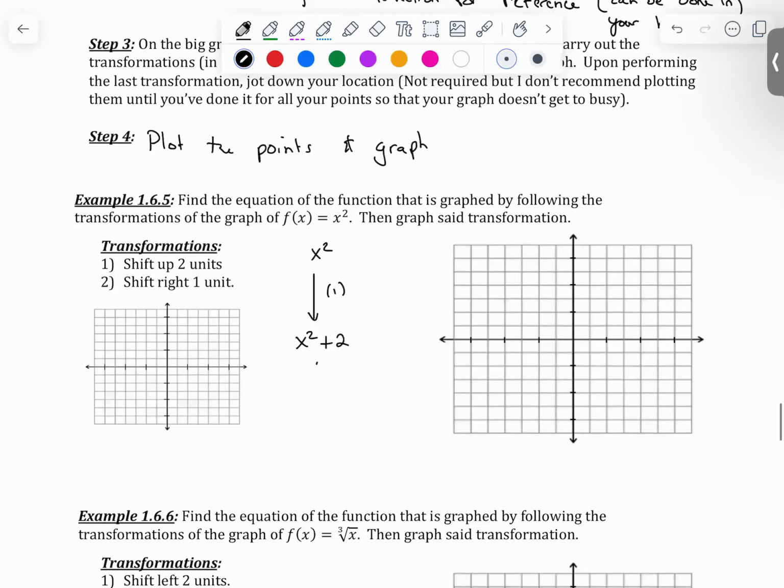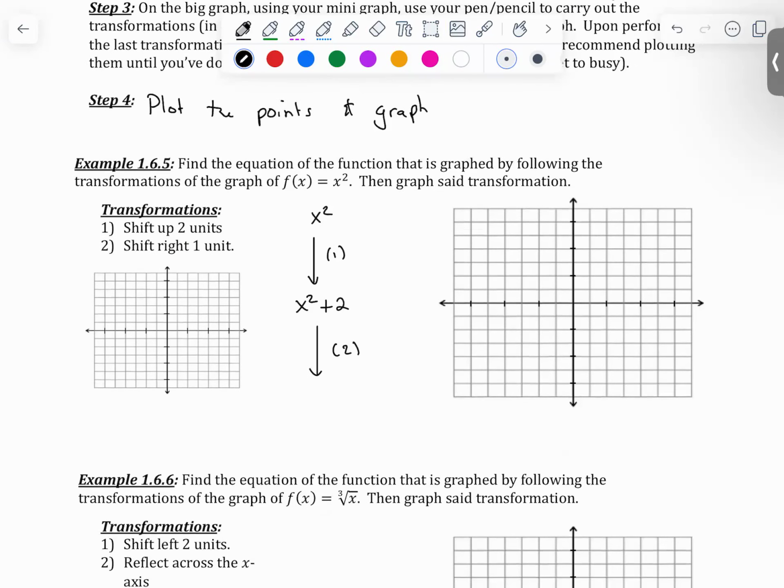And then our second transformation is to shift right 1 unit. That's a horizontal thing that happens on the inside of the function. And since it's right 1 unit, you'd think you'd be adding 1, but you're actually going to be subtracting 1, because horizontal stuff acts opposite of what you would think. So this is now going to be y equals x minus 1, squared. So we're going to subtract 1 on the inside, and don't forget about your plus 2. So that's our function's equation.